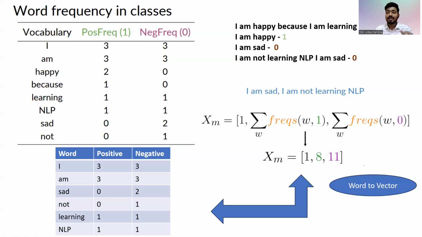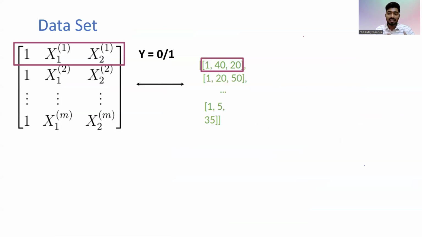Now we are converting a word to a vector. We are just converting text to a numerical form, that means converting it into a vector. So: I am happy because I am learning NLP, I am sad, I am not learning NLP. Now I will convert all such sentences into vectors. This is my first sentence, this is my second sentence, this is my third sentence. Like that, I am going to prepare my dataset.